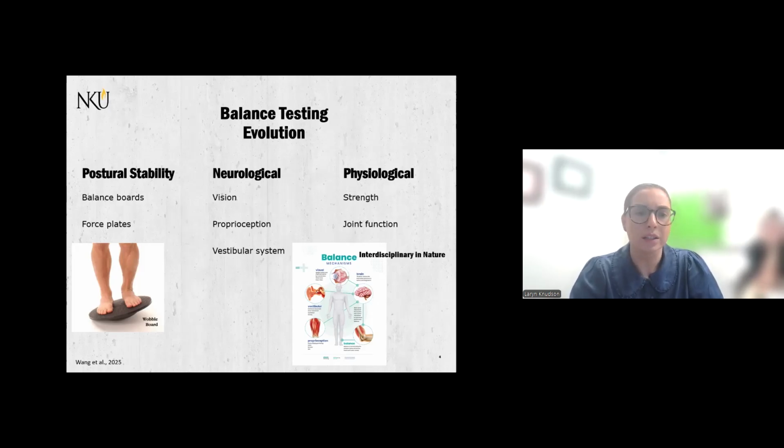So these balance tools were created around the mid-20th century and have been used for assessing balance in a quantitative and objective way, just so that we can better understand how balance impacts individuals who are aging, or older adults, rather.